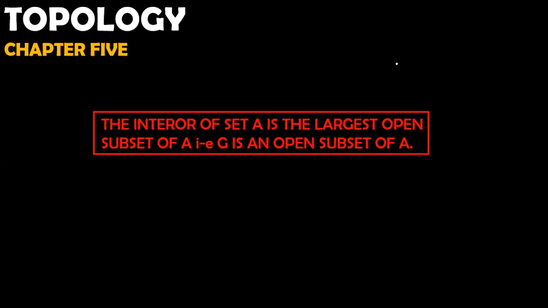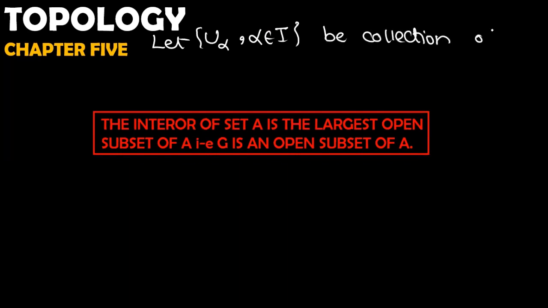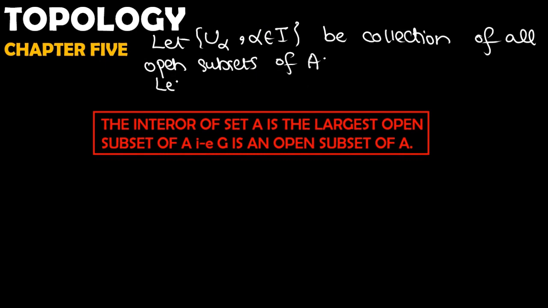Let the index set U alpha, where alpha belongs to I, be the collection of all open subsets of A. Let X belong to the union of U alpha, where alpha belongs to I. We have taken any element X which belongs to the union of all U alpha, where alpha belongs to the index set I. Now as X belongs to the union of all the U alpha, it means that X also belongs to U alpha.